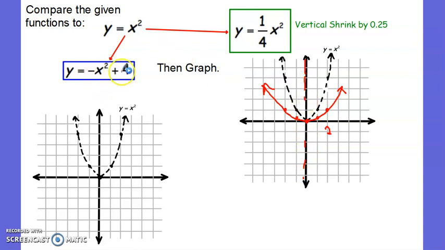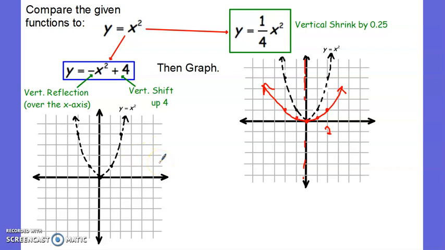Over here at the left, we have two different things going on. -x squared, again, is going to be that vertical reflection. So we're going to get a parabola that's going to open downwards, and plus 4 is going to be a vertical shift up 4.